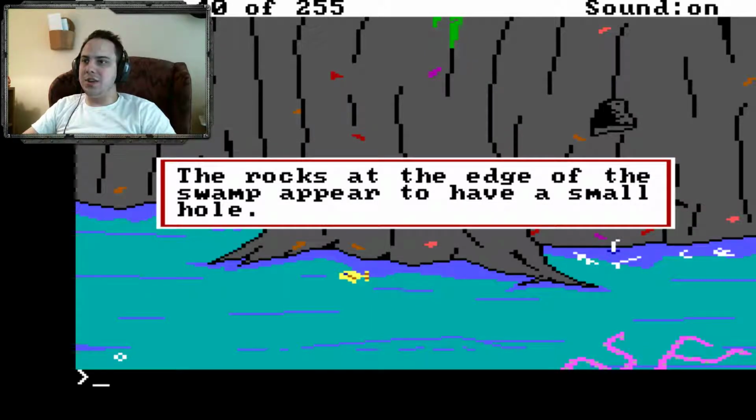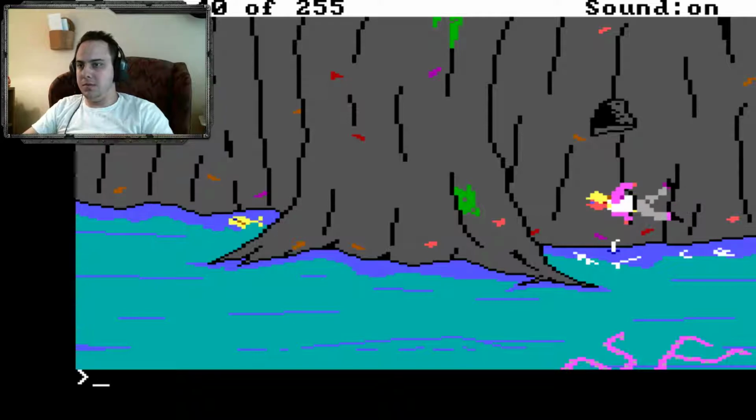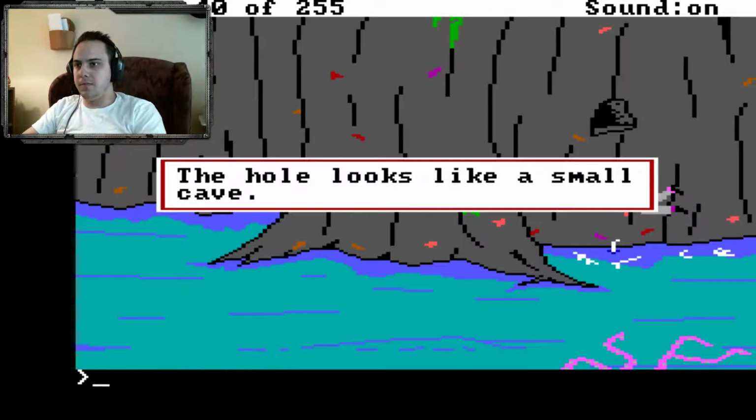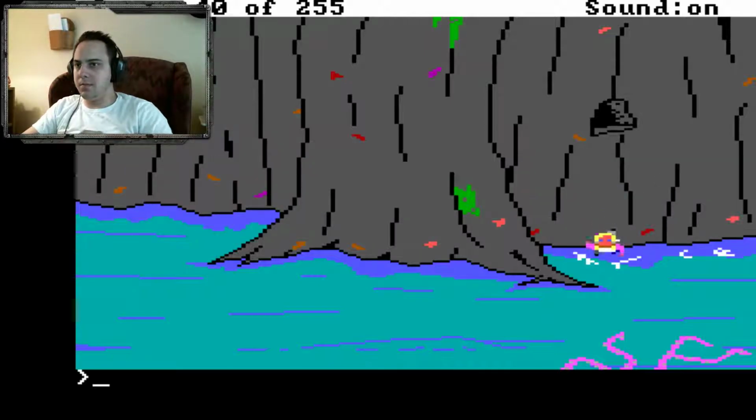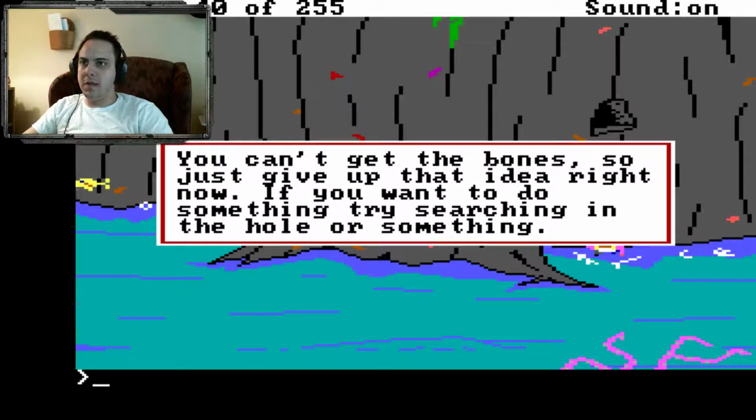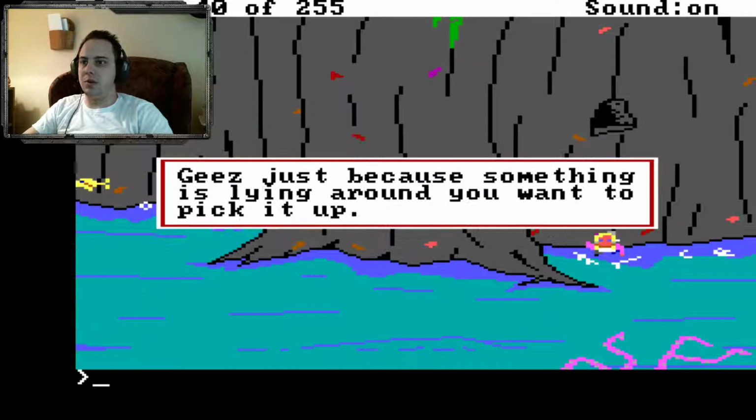The rocks at the edge of the swamp appear to have a small hole. The hole looks like a small cave. There are some bones under the hole. You can't get the bones, so just give up that idea right now. If you want to do something, try something in the hole or something.